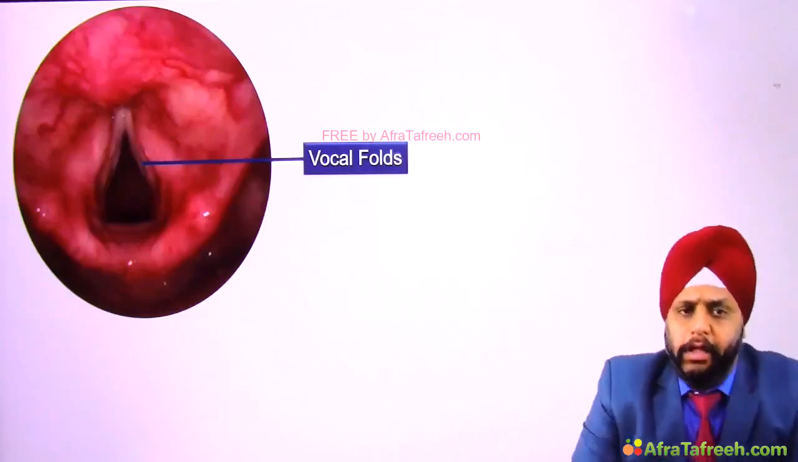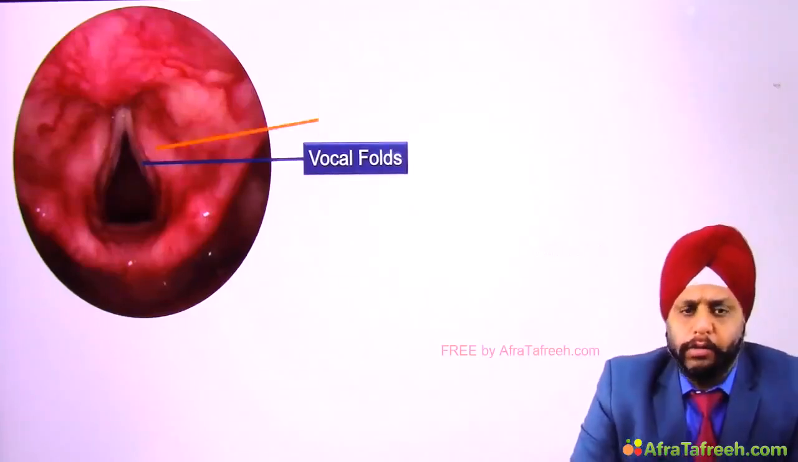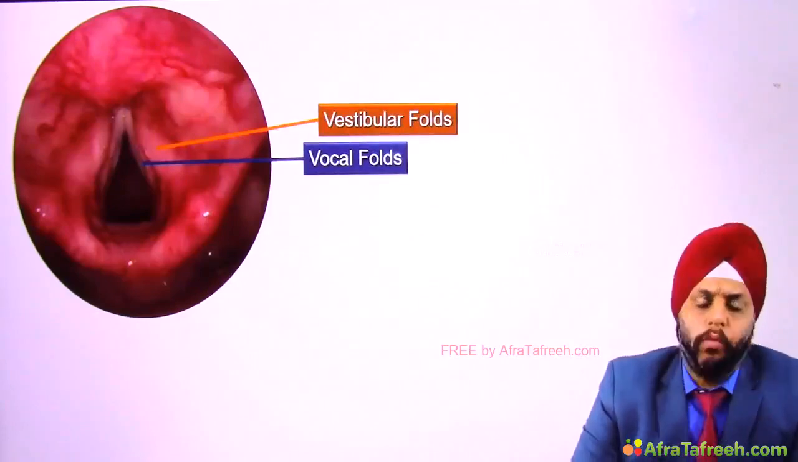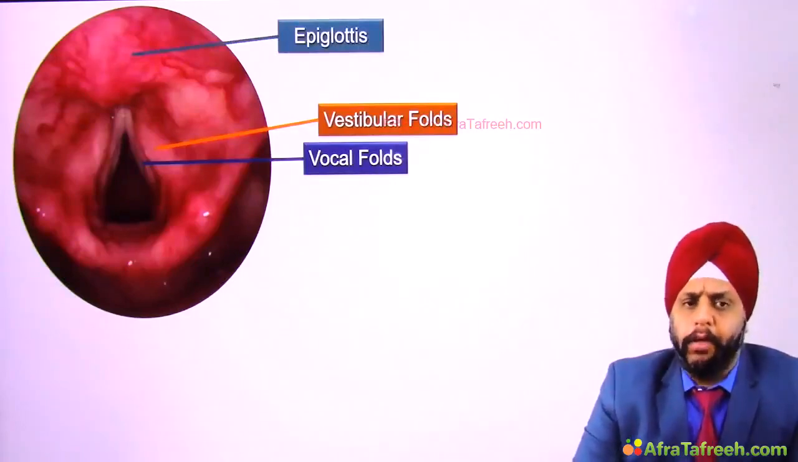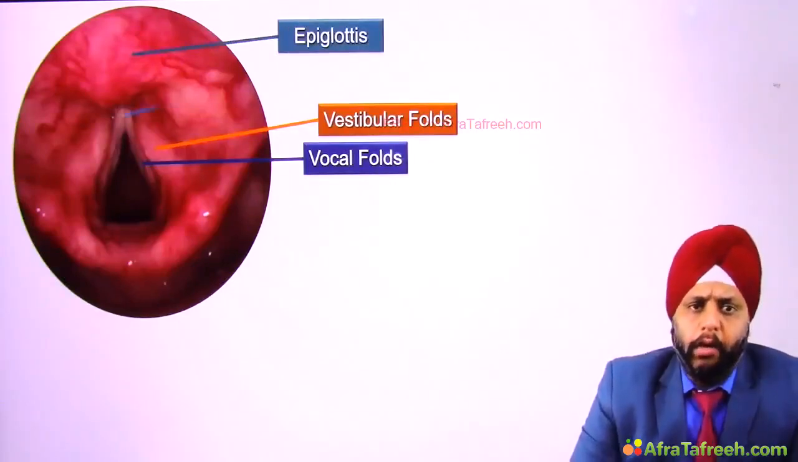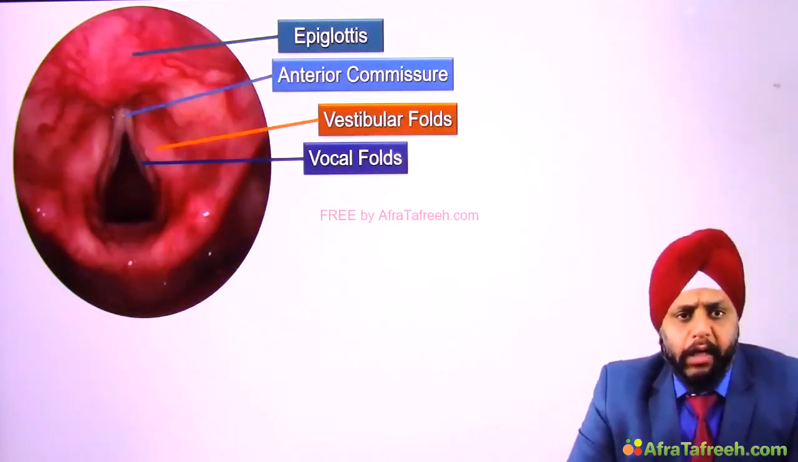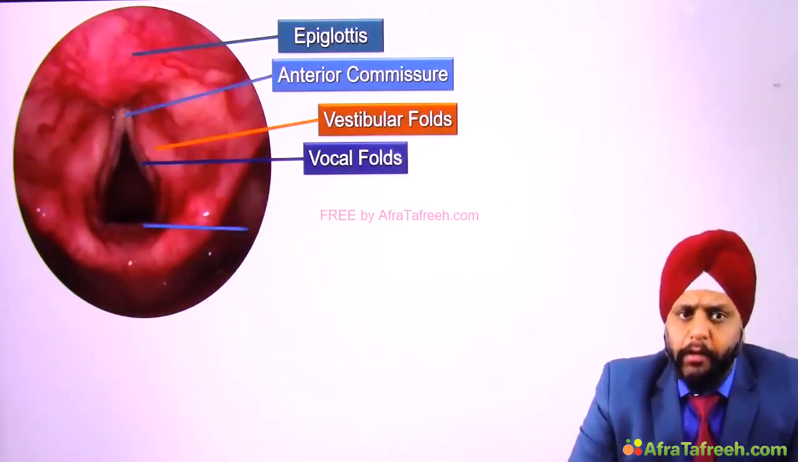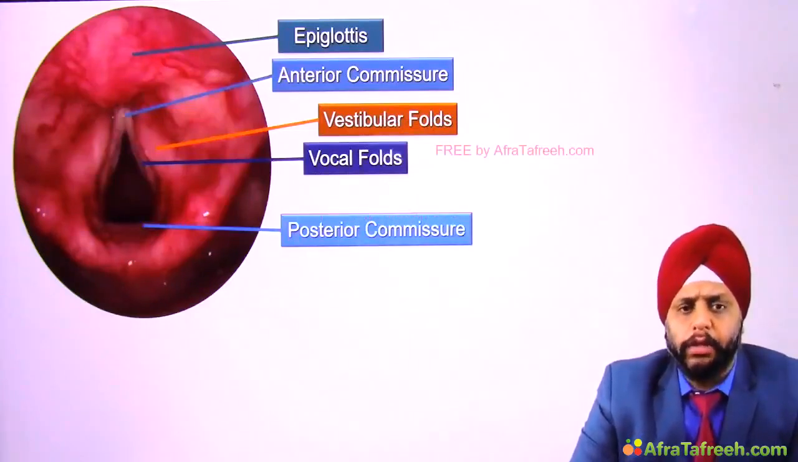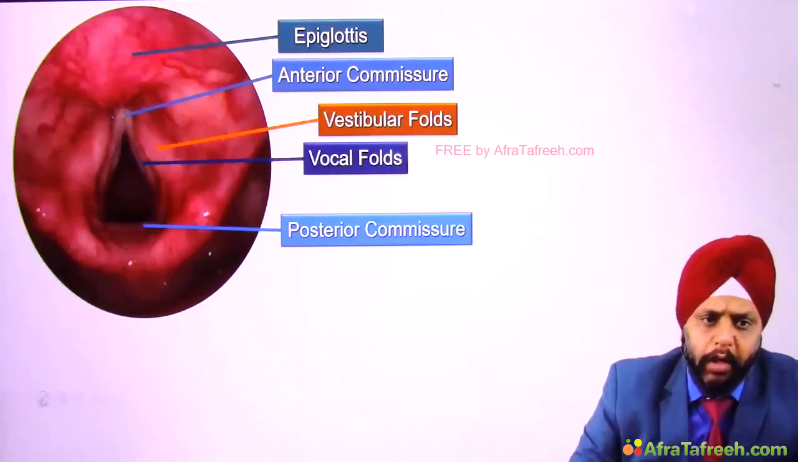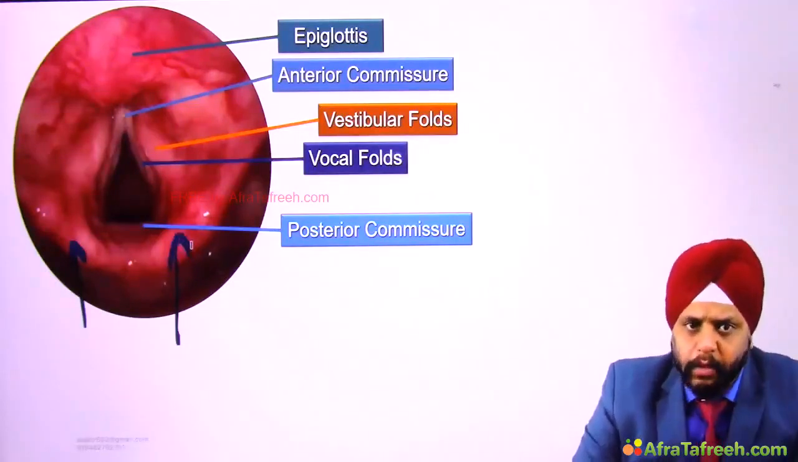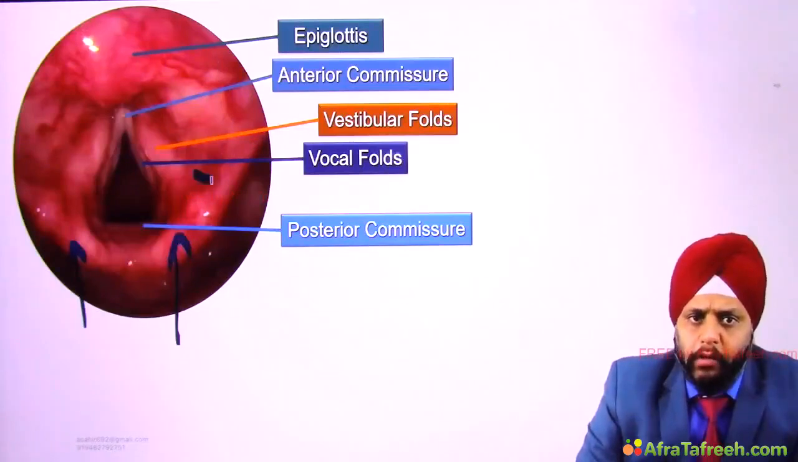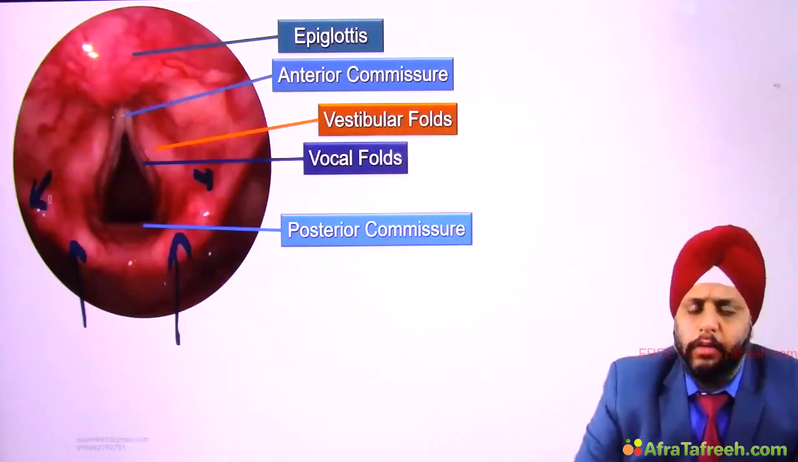Okay, as we can see, these are the vocal folds, and they are covered on the two sides by the vestibular folds, one on each side of the vocal folds. Then anteriorly we have the epiglottis. Now where the two vocal folds meet anteriorly, that is known as the anterior commissure, and where they meet posteriorly, that is known as the posterior commissure. What else can we see over here? You can see this part is your arytenoid cartilage, right? And from the epiglottis to the arytenoid cartilage, we have the AE fold, remember?